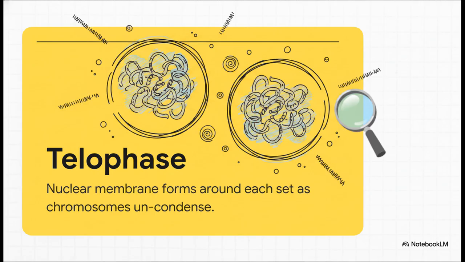The dramatic movement finally wraps up in telophase. The T stands for 2. Now that our chromatids are safely at opposite ends, 2 brand new nuclear membranes form, wrapping protectively around each newly separated set of chromosomes. The chromosomes start to uncondense, losing that thick shape, and those spindle fibers that did all the heavy lifting, they simply break down and dissolve.